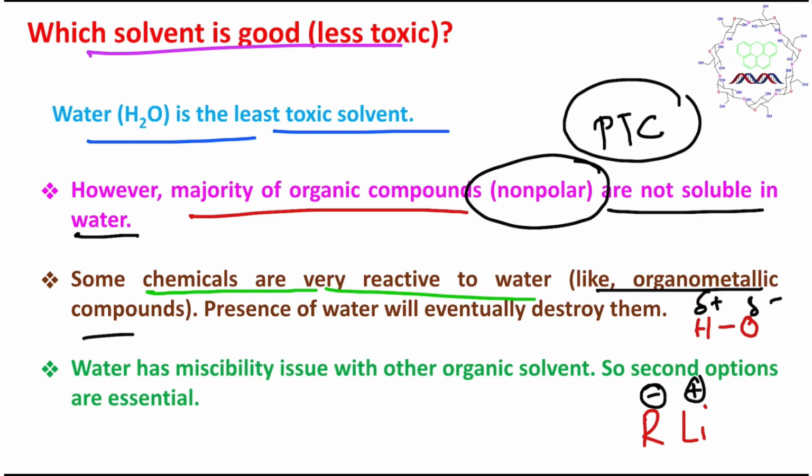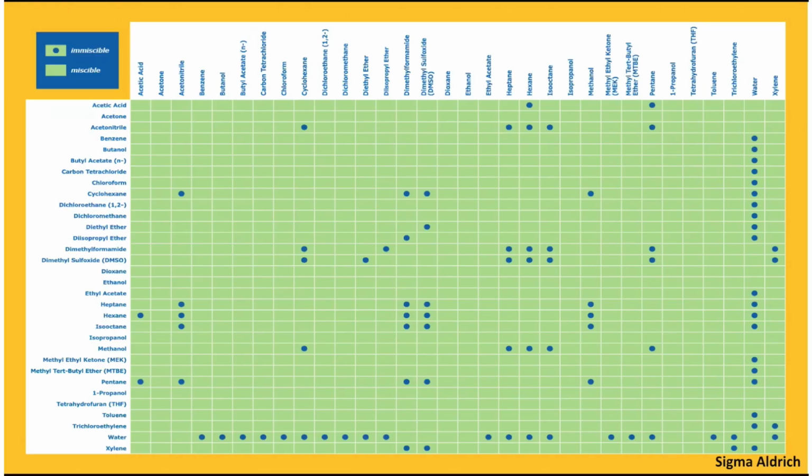And in this case, water miscibility with other organic solvents is another problem too, because if you look at this chart, this is water, and these blue dots are immiscible. So you can see water is immiscible with the majority of solvents. That is the issue. So the question comes: okay, fine, water is not a good choice, although it is the best, because it can't show the property.